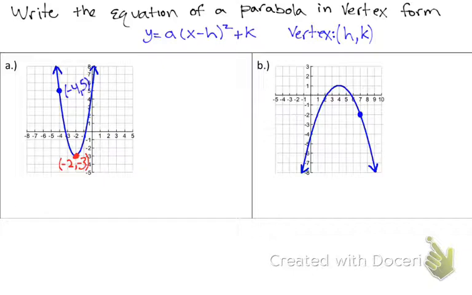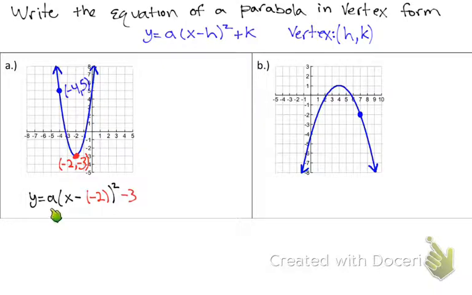So what we're going to do is take our vertex and plug it into our vertex form. Instead of h and k, we're going to replace those with -2 and -3. So we're going to have y equals a, parentheses, x minus (it is always going to have that minus there) and then we put in our h value, which is -2, and then squared, minus 3 at the end.